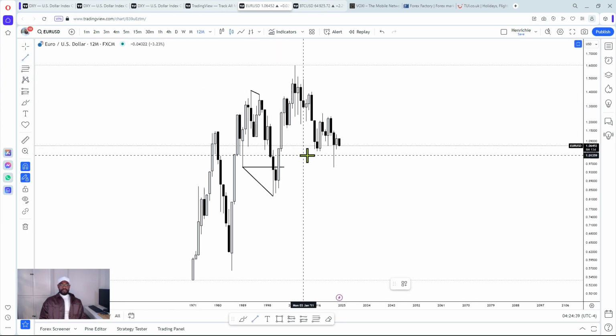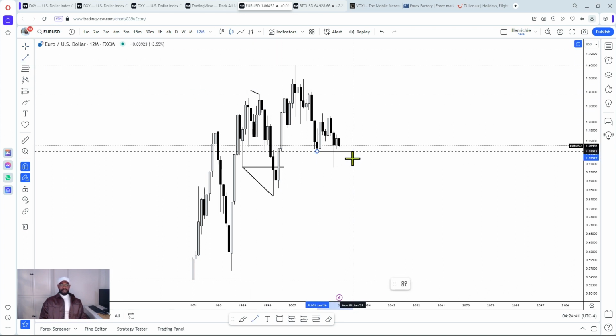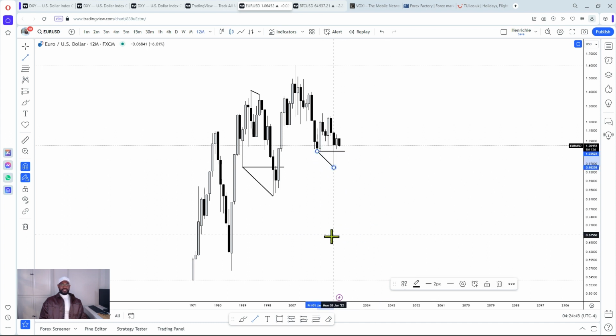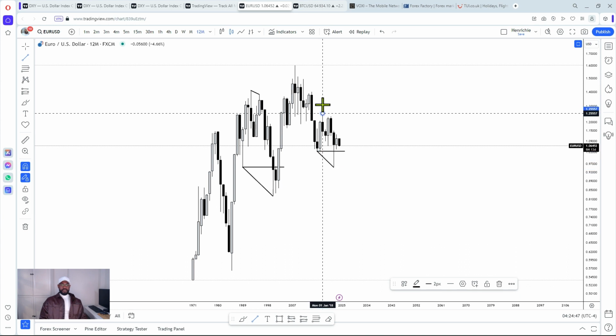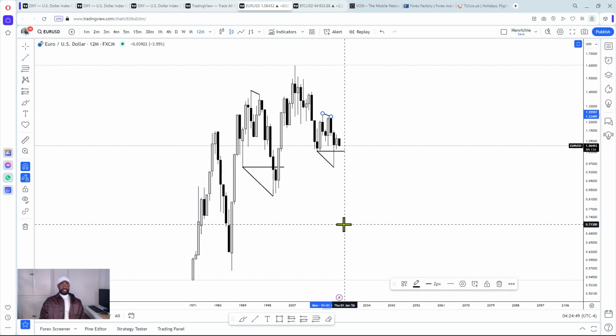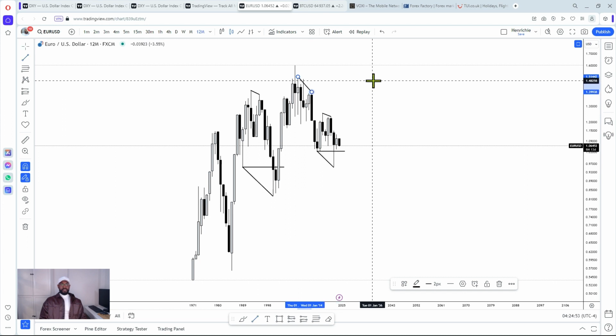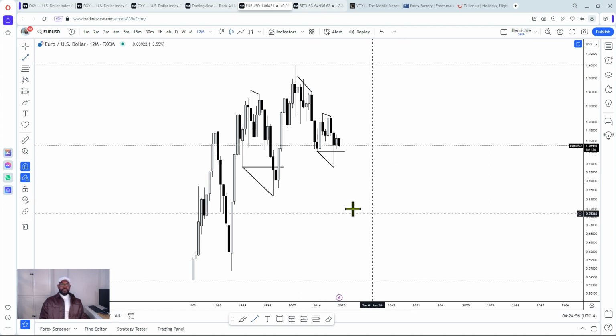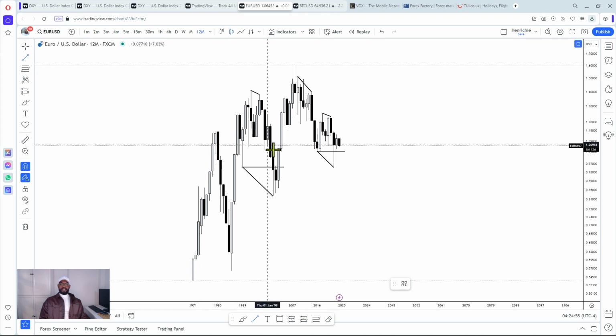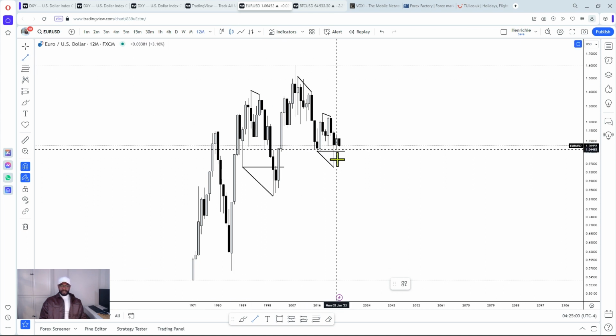Now look again, current price action. Price took this liquidity. We have a high resistance liquidity. What do you see right here? Low resistance liquidity. What do you see right here? Low resistance liquidity. So I don't even need to see what any other person is doing or saying.